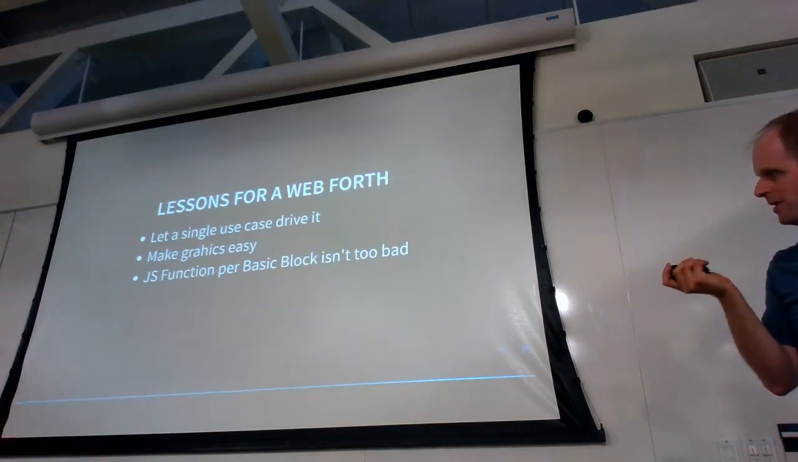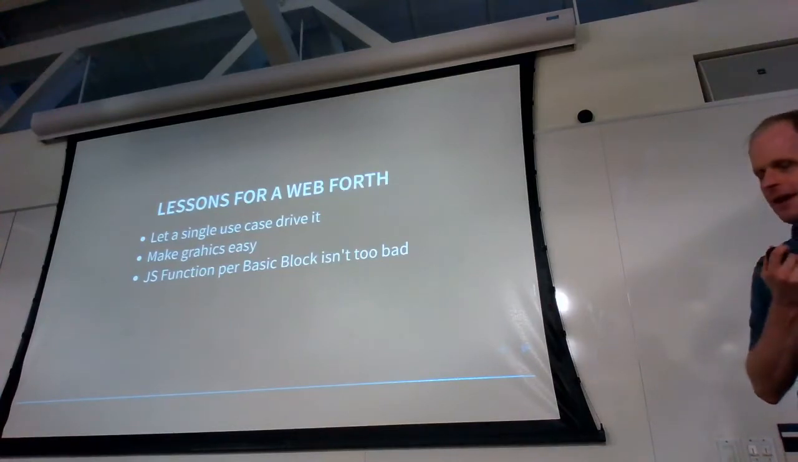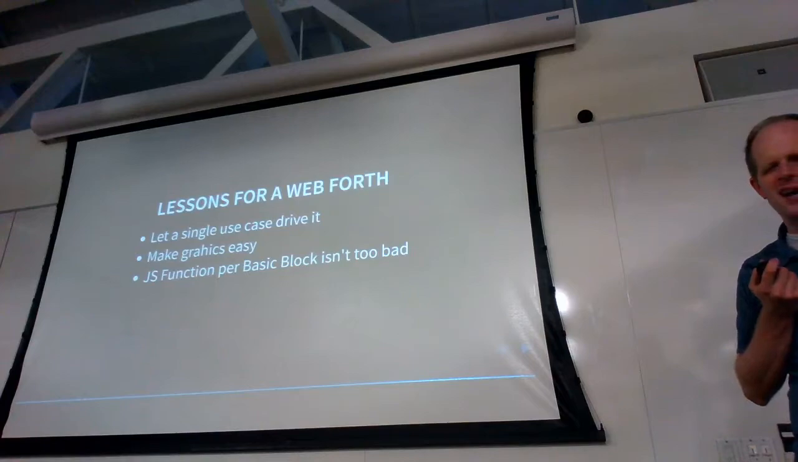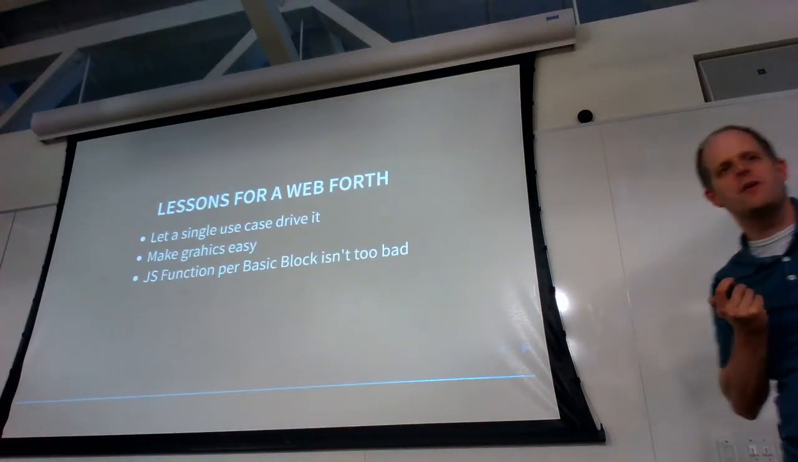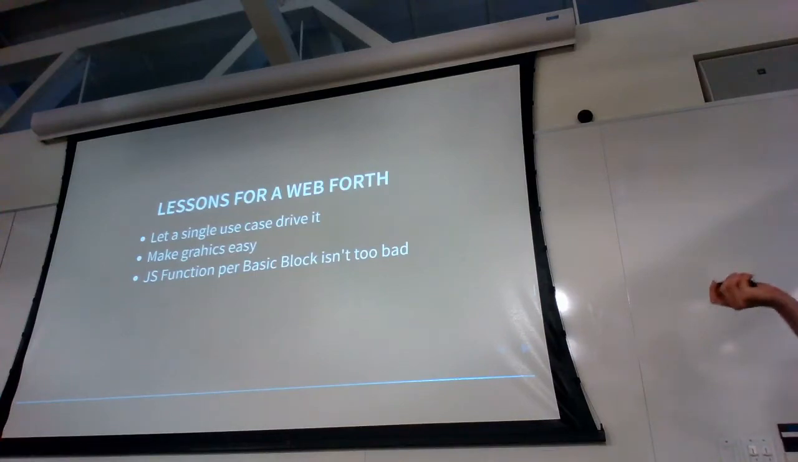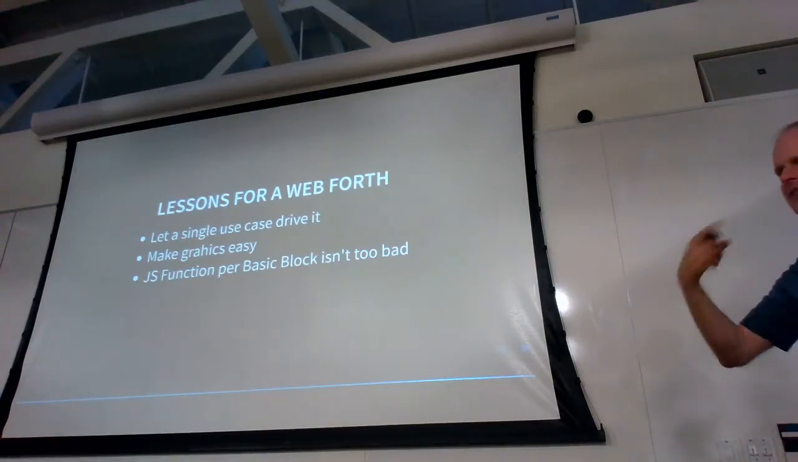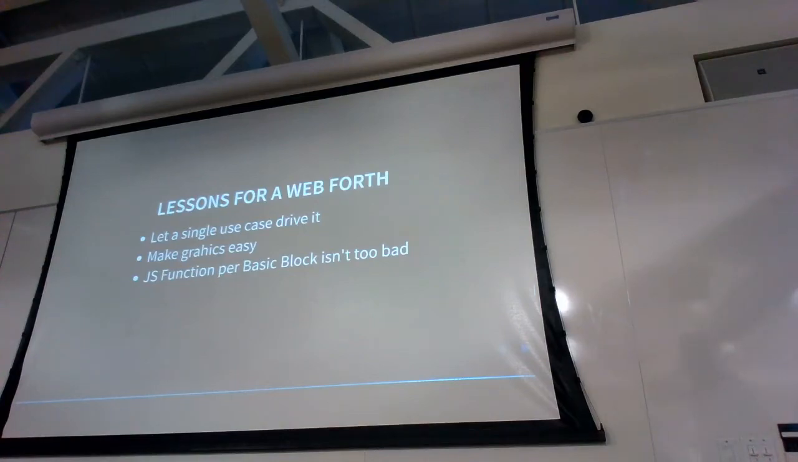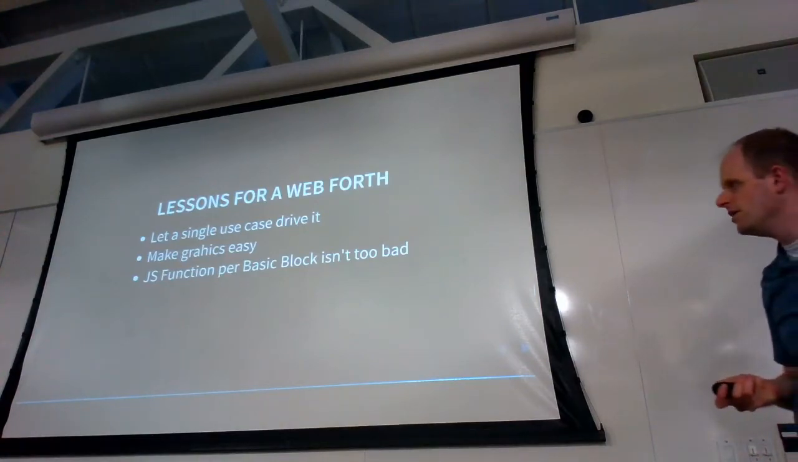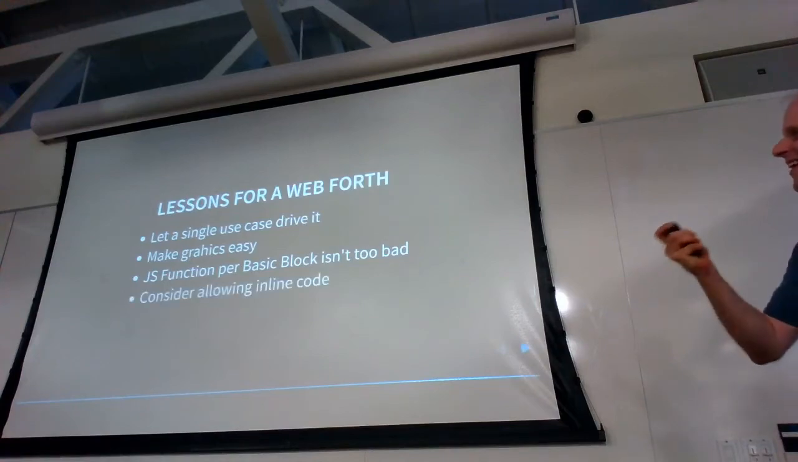I was worried about this JS function for basic block being a performance issue, and I'm not completely convinced it's not, but it wasn't as horrible as I was afraid it would be in terms of performance. This is a perennial conundrum with transpiling to JS: if you have something that needs to yield, you've got a problem because you don't have arbitrary control flow in JS. And unfortunately not in WebAssembly either.